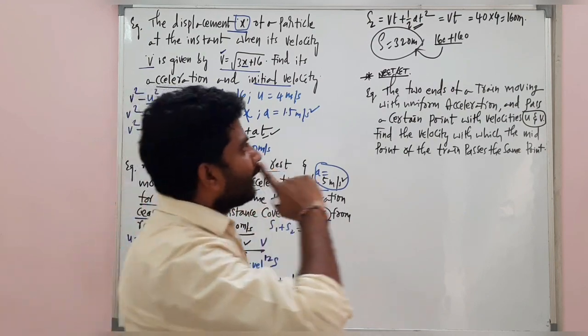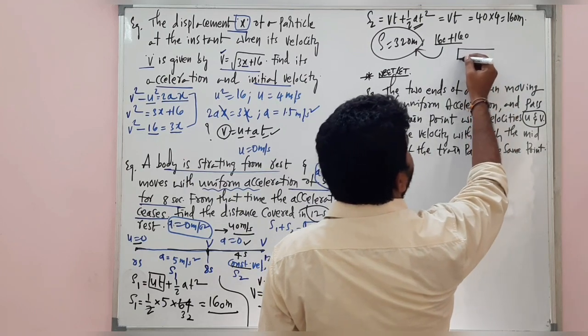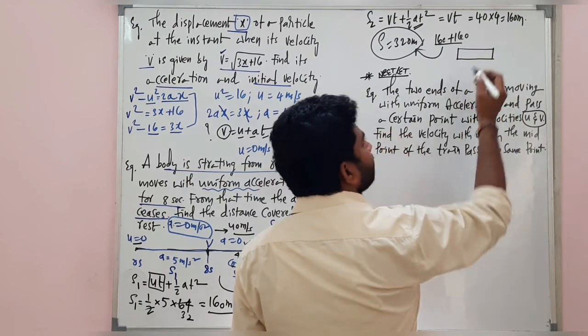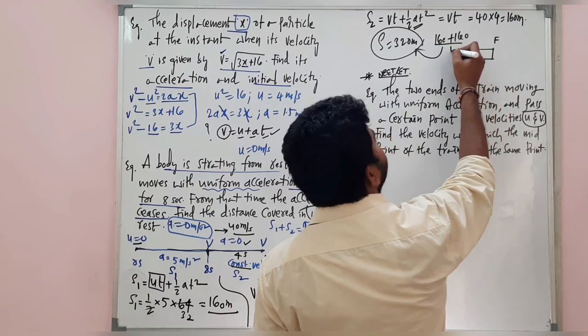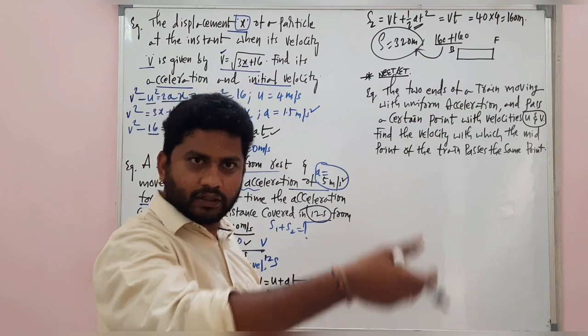See, there is a train, carefully see. This is the train. This is the front portion and this is the back portion of the train. Two ends of the train, front and back end.